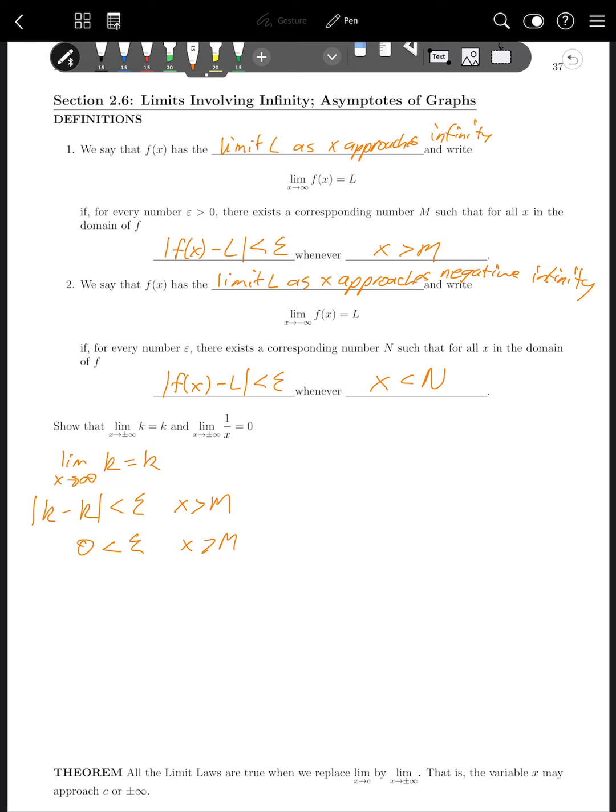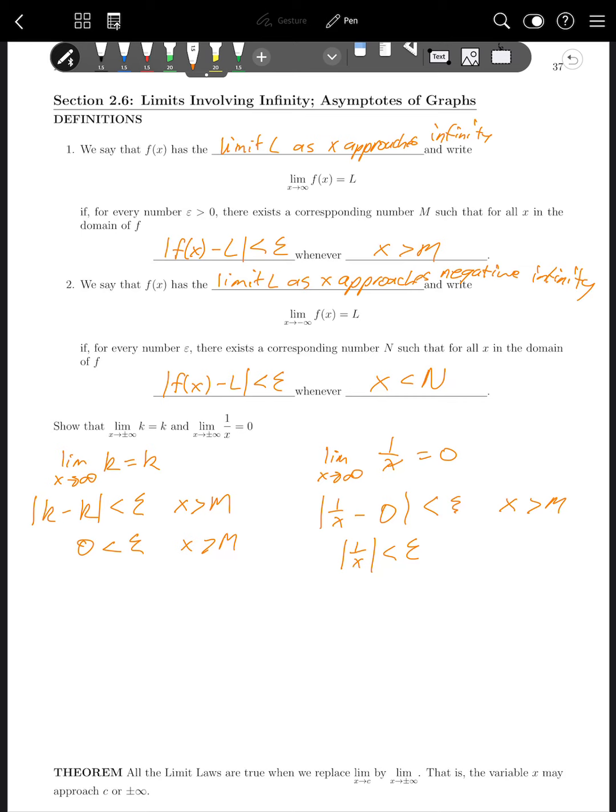And then if we try to do the other one, the limit as x approaches infinity of 1 over x equals 0, we want to try and prove that. So that means we want to look at the absolute value of 1 over x minus 0 is less than epsilon whenever x is greater than M. And so what we want to look at here is what do we want to use for our M value. So we want to solve this one on the left for x.